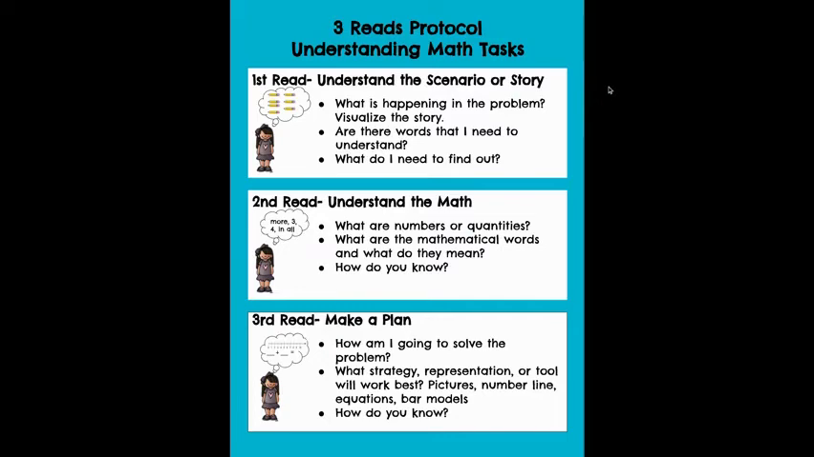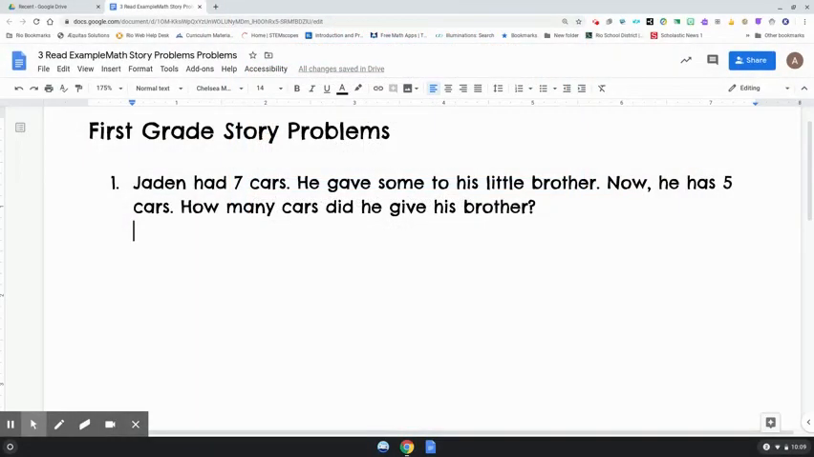Let's practice one now. Let's practice the 3-read strategy or protocol to help us solve this problem. For the first read, I'm going to read it over and make a picture in my brain or visualize what's happening in the story and think about what is the question in the story? What do I have to find out? So let's do that now.